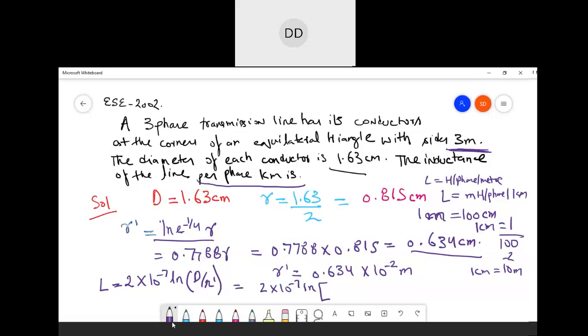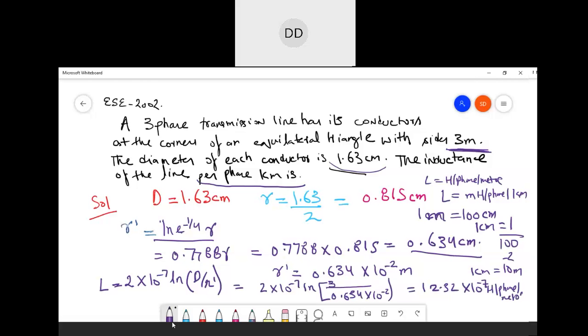The three-phase transmission line has its conductors at the corners of an equilateral triangle with sides of 3 meters. So this is your distance d, whereas the conductor diameter gives you the radius. So this is 3 divided by 0.634 into 10 power minus 2. It happens to be around 12.32 into 10 power minus 7 in terms of Henry per phase per meter.